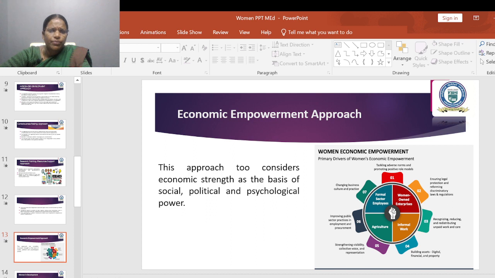Economic empowerment approach. This approach considers economic strength as the basis of social, political, and psychological power.